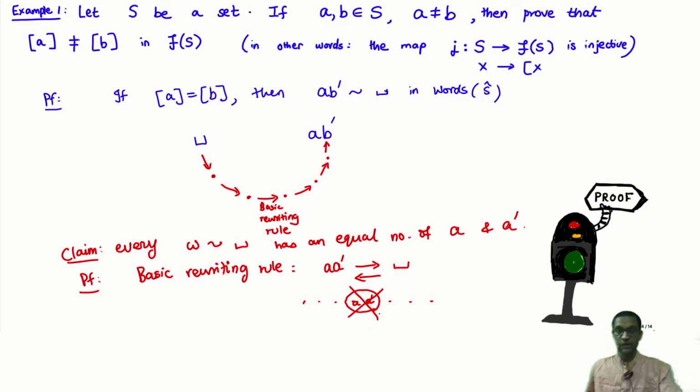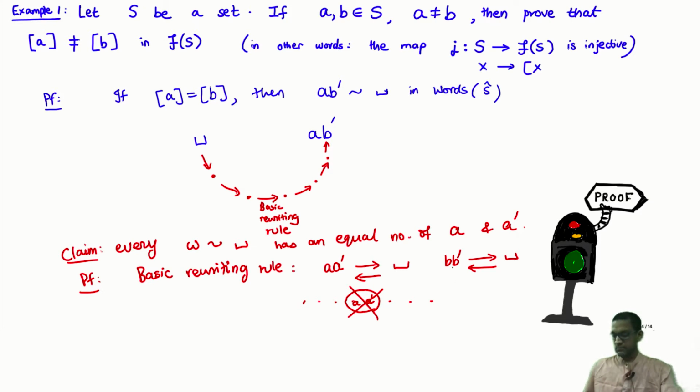Now if my original word had, say, 10 a's and 10 a dashes, then the new word will have 9 a's and 9 a dashes, so it will continue to have an equal number of a's and a dashes. Okay, now the other rewriting rule is even simpler. It says I can either replace bb dash by the empty word or the empty word by bb dash.